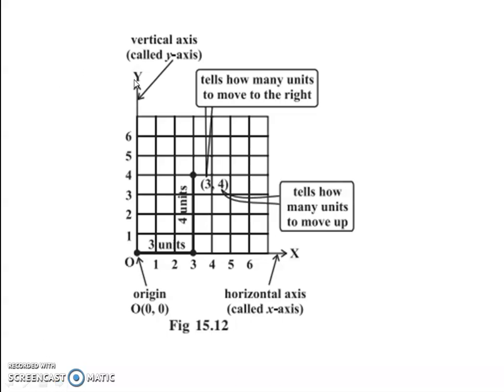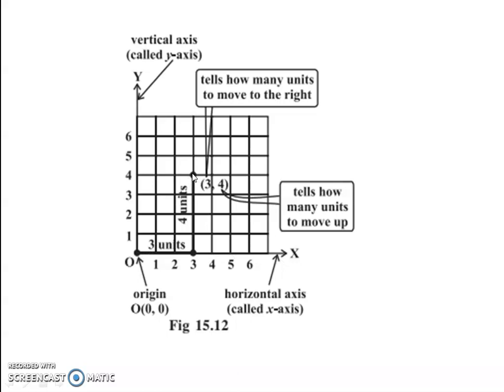Now you know how to draw bar graph, histogram and all, so you don't need to explain much about the axis. The vertical axis is called y-axis. The horizontal axis is known as x-axis. And the point where y-axis and x-axis meet is known as origin.